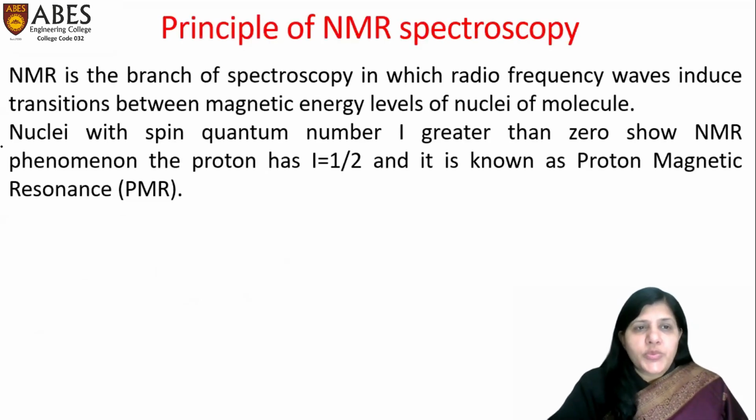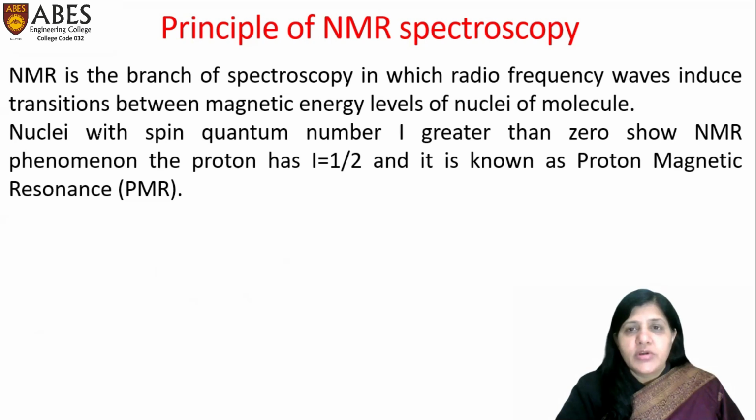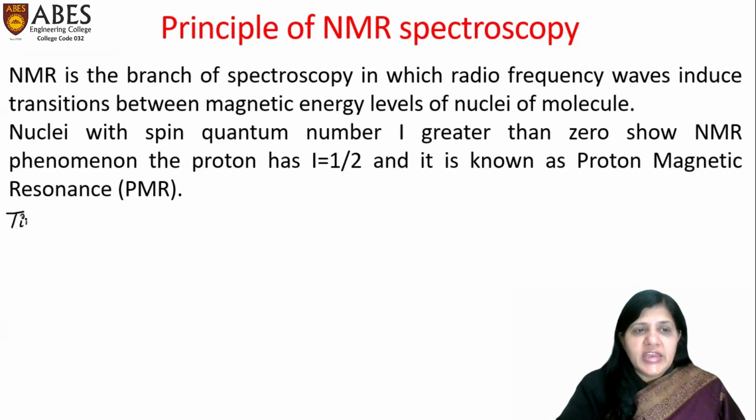Principle of NMR spectroscopy. NMR is the branch of spectroscopy in which radio frequency waves induce transitions between magnetic energy levels of nuclei of a molecule. Nuclei with a spin quantum number I greater than 0 show the nuclear magnetic resonance phenomenon, and the proton has an I value of 1/2. In the case of proton, it is known as proton magnetic resonance. Proton behaves as a tiny bar magnet, having both electric and magnetic field associated with it, having magnetic moment mu.